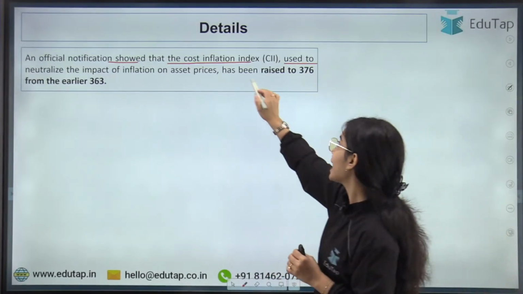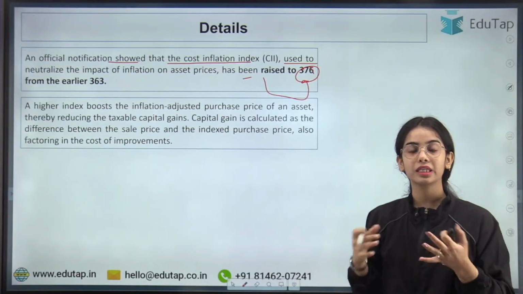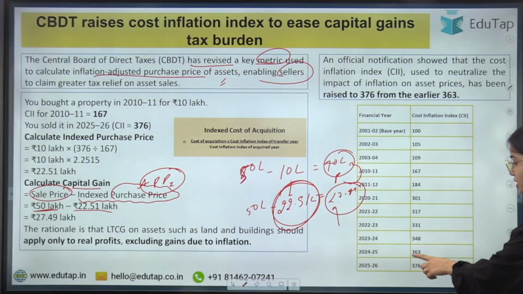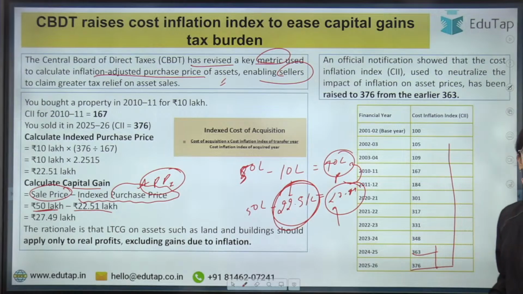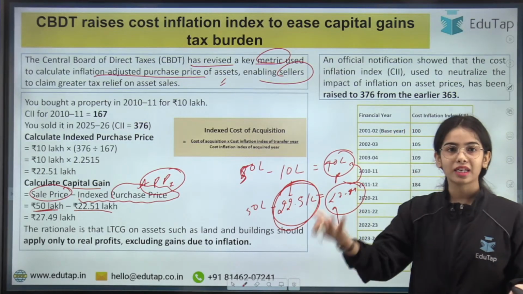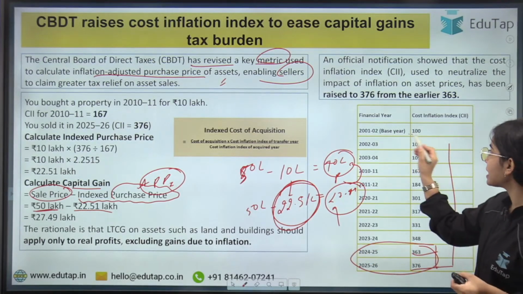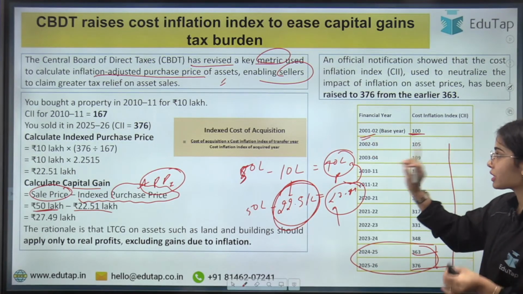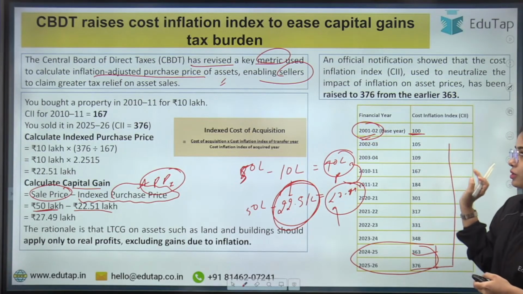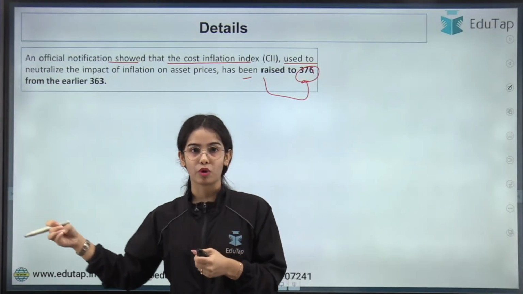Okay. So the official notification of the CBDT showed that the cost inflation index, used to neutralize the impact of inflation on asset prices, has been raised to 376 from the earlier 363. So basically the index value has been increased. This is what you have to remember. For all the years, the cost inflation index was given. I have not taken all the years here because it would have been a very long table that you won't have been able to remember. So just remember these two numbers here. And the base year is 2001-2002. Remember this also. For any index, the base year is very important.